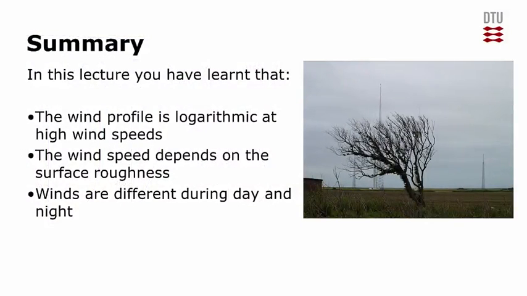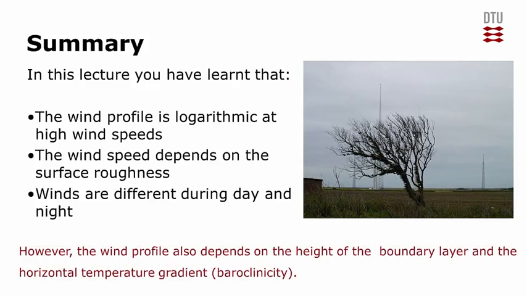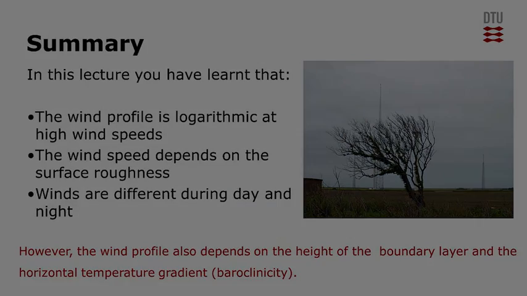So in summary, what you should have learned in this lecture is that the wind profile is logarithmic at high wind speeds, that the wind speed depends on the surface roughness, and that winds are different during day and night. But I should say that the wind speed profile is more complicated than this, because this is in a way the simplified version. It also depends on the height of the boundary layer, as we saw on the slides, and it also depends on the horizontal temperature gradients in the atmosphere. So large scale effects actually start to influence the wind speed already at, let's say, 100 to 200 meters.